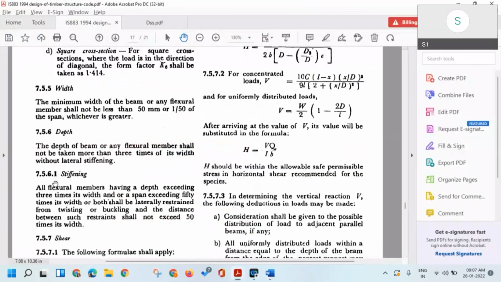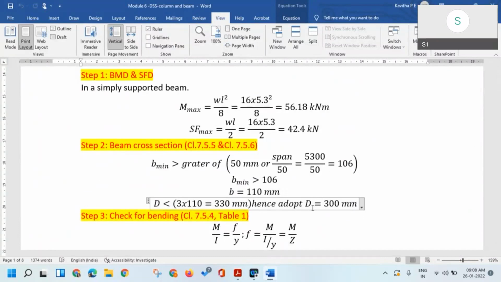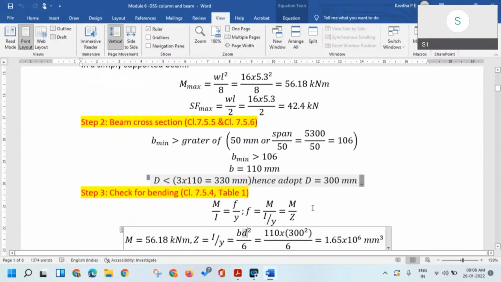And regarding the depth of the beam, the criterion is that it shall not be taken more than 3 times the width. So we have the width 110, and 3 times the width is 330. Taking the depth as more than 330 is not allowed, so let us take the depth as 300 mm. So I am proceeding with a breadth of 110 and depth of 300 for this particular beam. Now a set of checks has to be done in order to ensure that the beam satisfies the conditions of bending, shear, deflection and bearing.